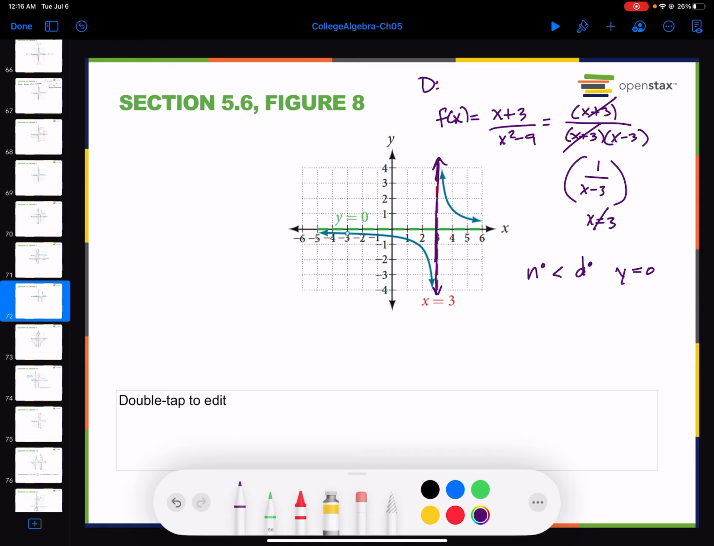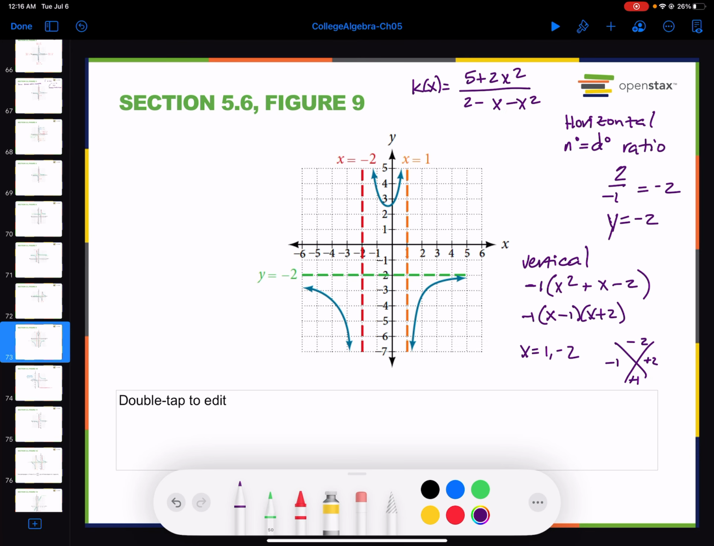And then in reduced form, you can see that the degree of the denominator is less than the degree of the numerator. So our other asymptote is going to be at y equals 0, which we have here.